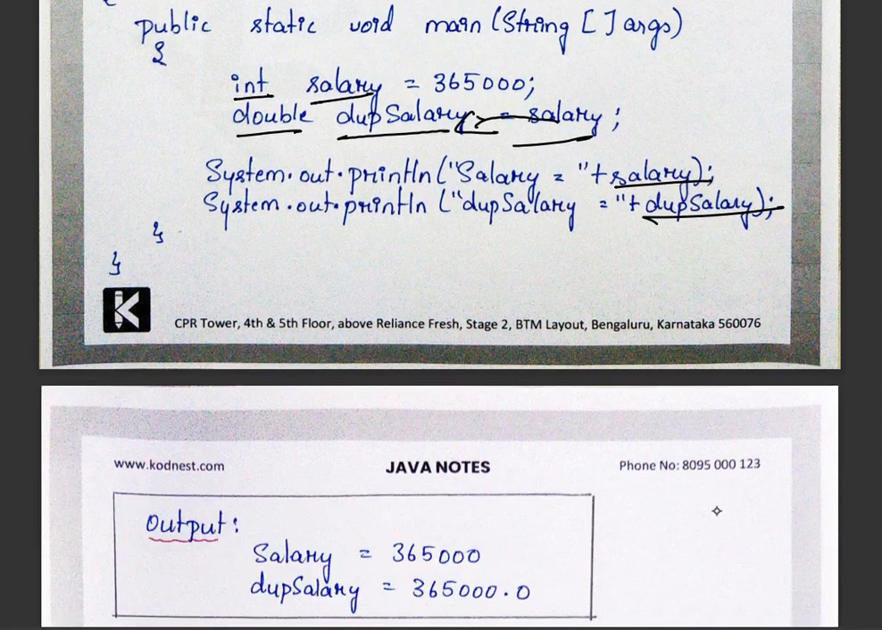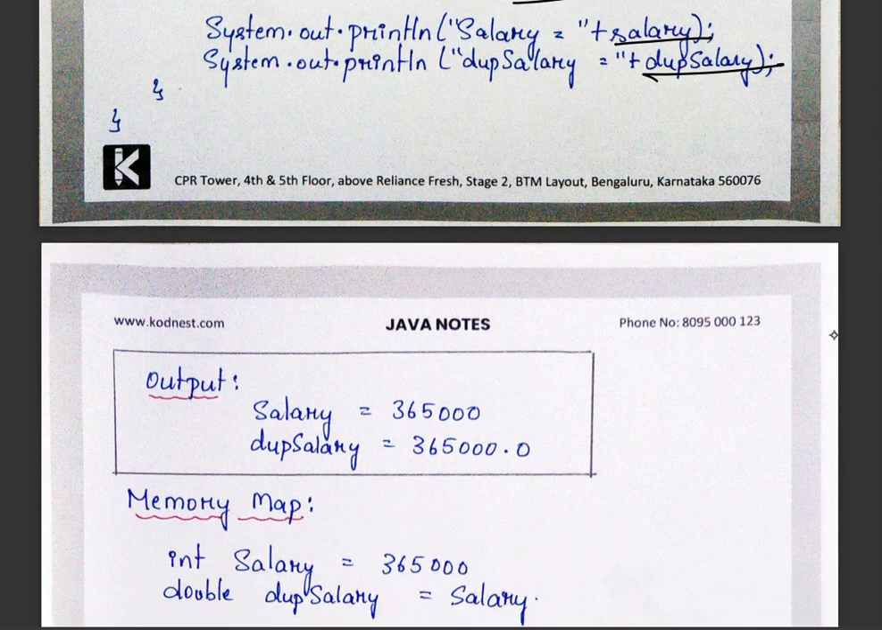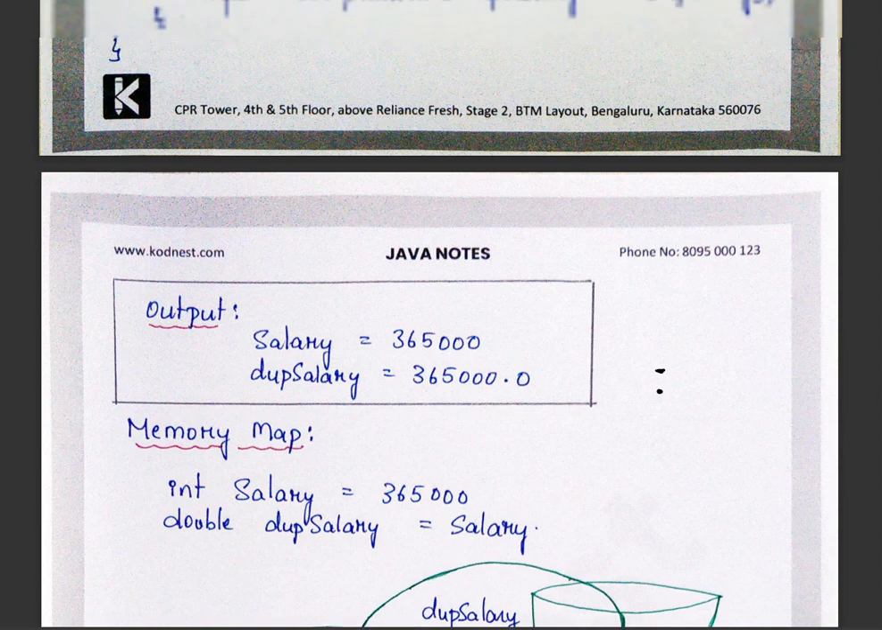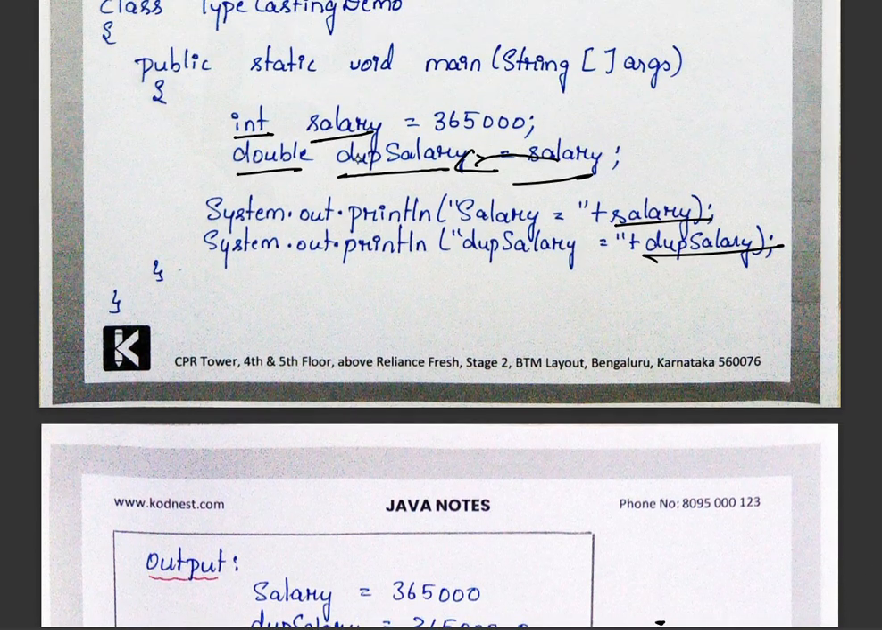See this output: salary is just 36,500, but dupSalary is 36,500.0 because it is double. It converts into double. As we know, double and float have decimal points, right? So it converts into double. This is nothing but implicit typecasting. Just remember: assigning a smaller data type to a larger data type.